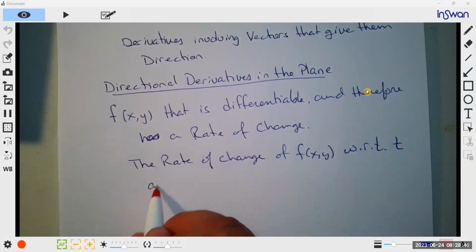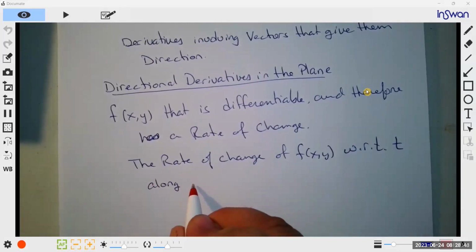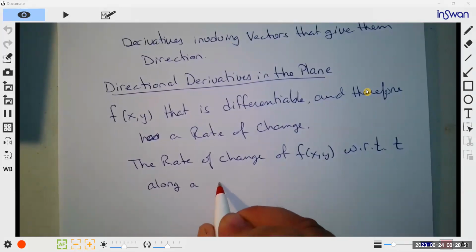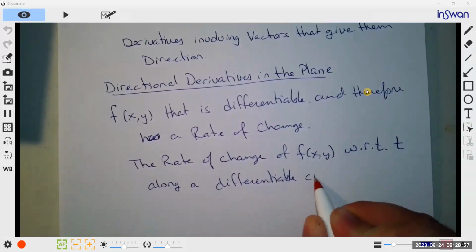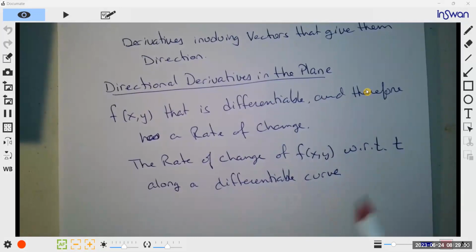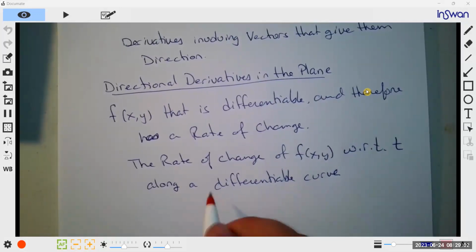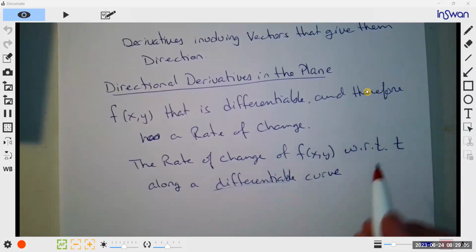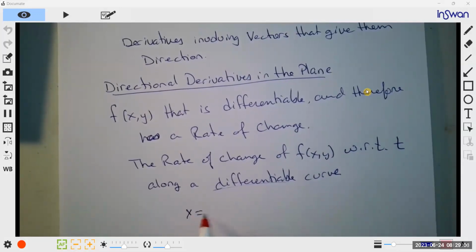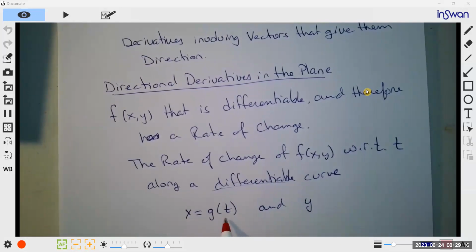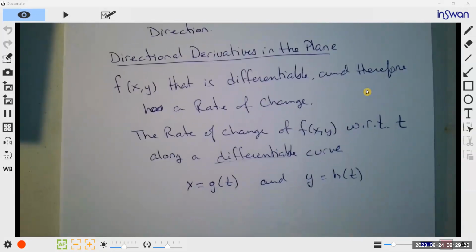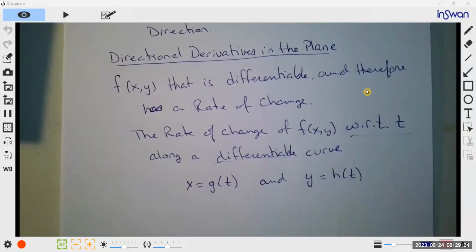The rate of change along a differentiable curve is defined this way. Well, it has to be differentiable because it involves rate of change. We parameterize like this: x is equal to some function g of t, and y is some function h of t. Remember, they're with respect to the value t.